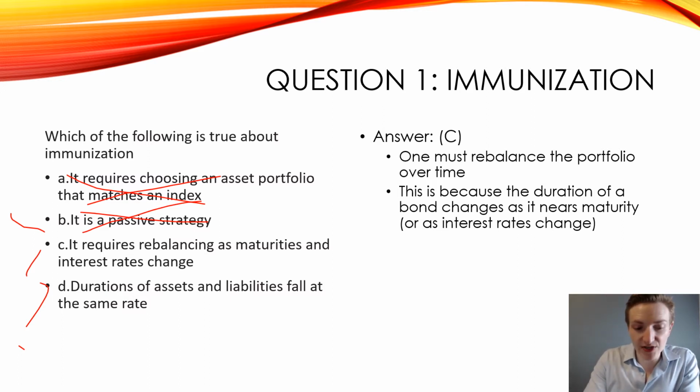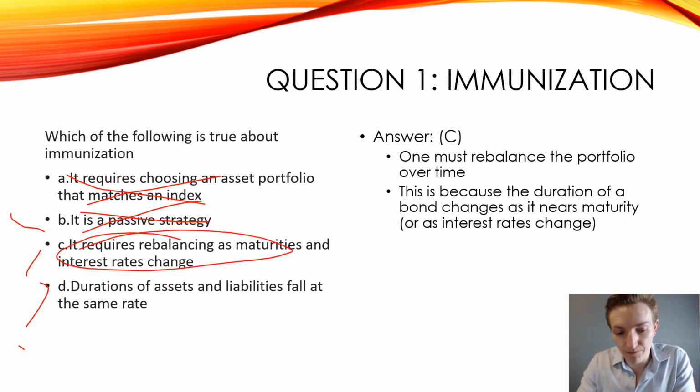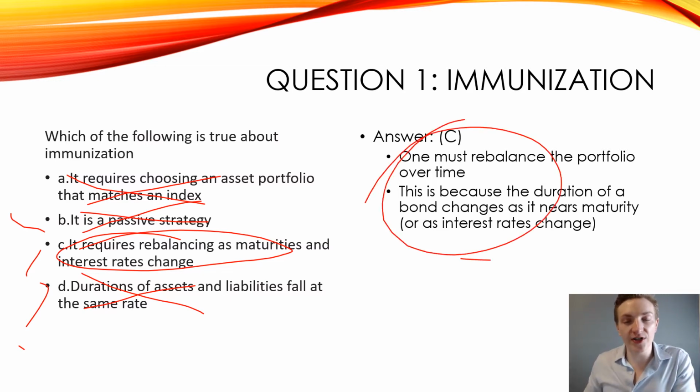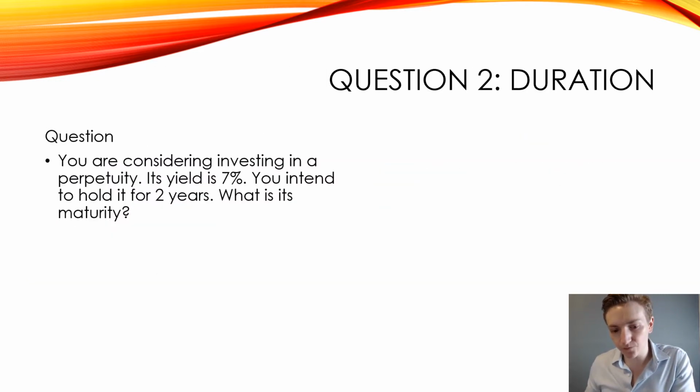C says it requires rebalancing as maturities and interest rates change. That is absolutely correct, as I just indicated. The next one is durations of assets and liabilities fall at the same rate. This is not correct because the duration will change over time and it can change at different rates for assets and liabilities. Otherwise, you would not need to rebalance your portfolio. Hence why option C is the correct answer to this question.